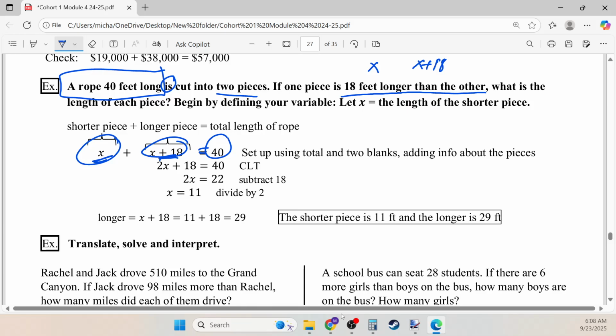So once we've translated into this form, we combine like terms, we isolate the variable by moving all of the constants to one side and gathering all the variables to the other side if necessary. This one only had variables on one side. Divide by the coefficient, we get the small piece is 11. And that means that the longer piece is 29, 18 more than it. Another one.